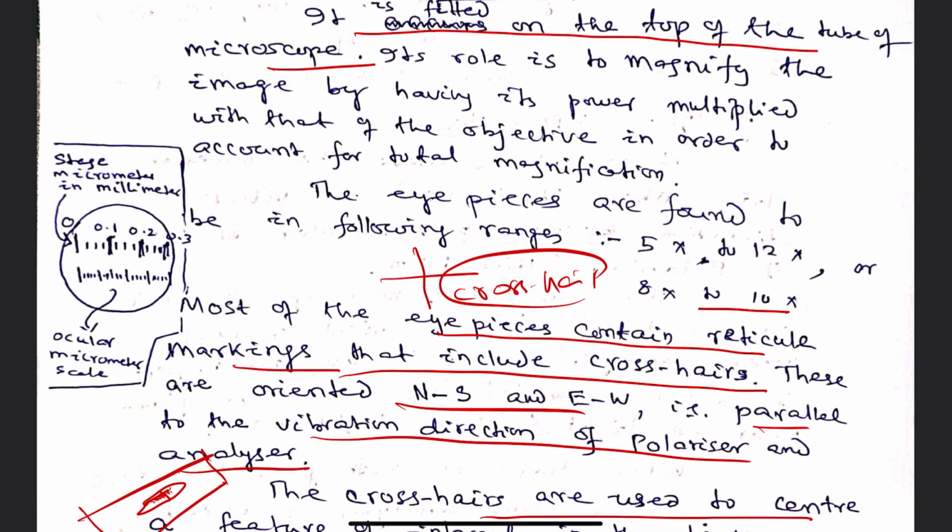So this type of scales are seen through the eyepiece. This is the ocular micrometer scale. This is the stage micrometer scale, which is in millimeters. So we can find out the length of the object through these scales.